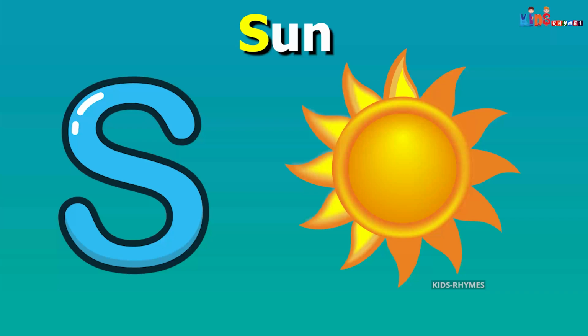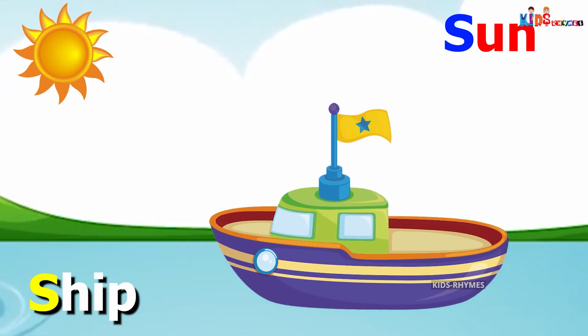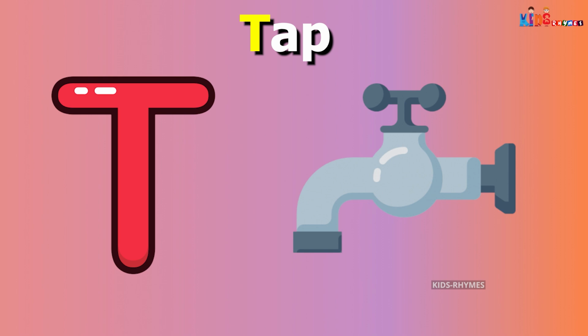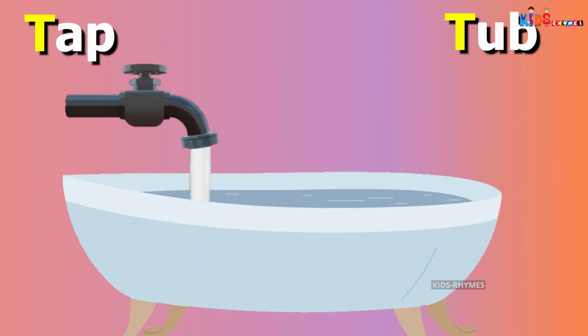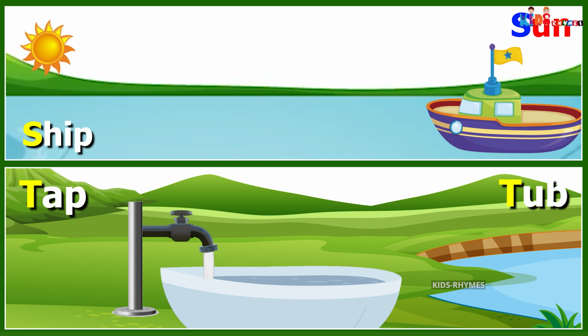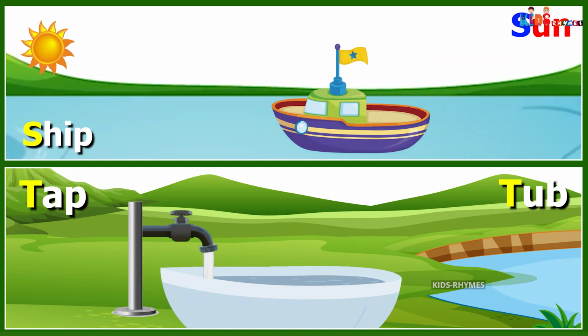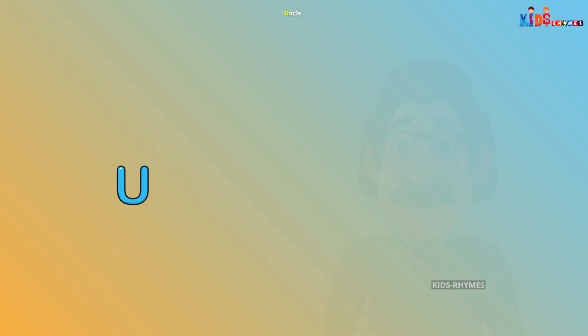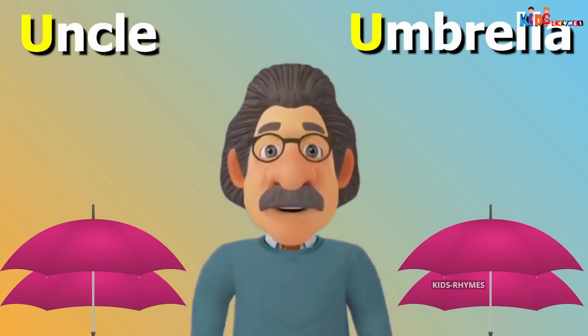S for sun and S for ship. S. T for tap and T for tub. T. U for uncle, U for umbrella.